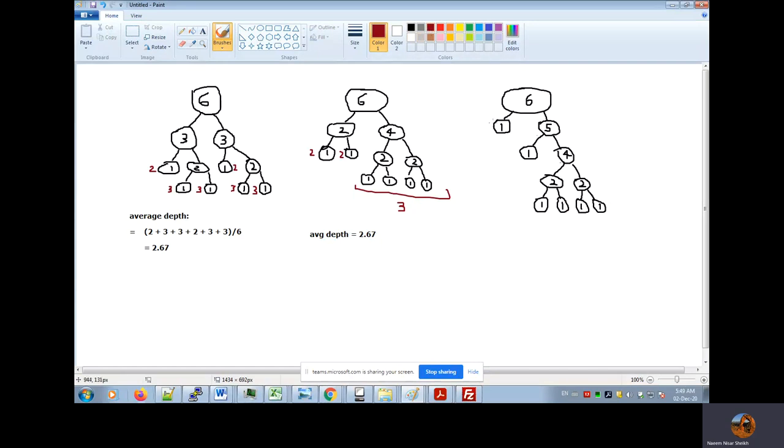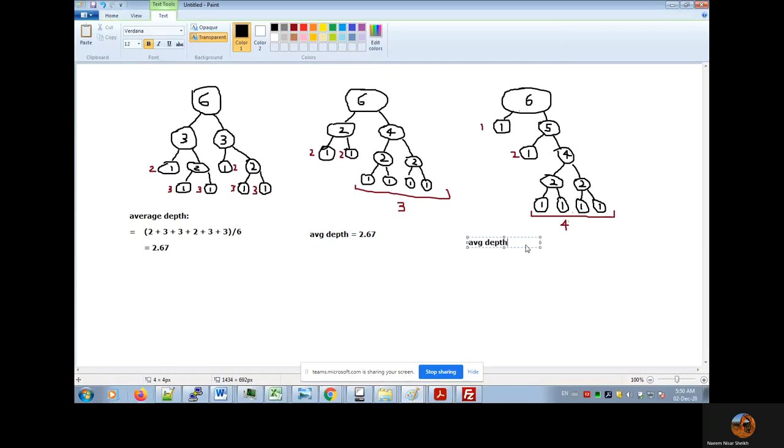Let's write down depth numbers again next to these. This is depth 1, this is depth 2, then these guys are all depth 1, 2, 3, 4. So what's my average depth now? I have 1 plus 2 plus 4, plus 4, plus 4, plus 4, divided by 6 again. What do I get? 4 times 4 is 16, 16 plus 3 is 19. So obviously it has gone up. It's 3.17. So the depth went up.